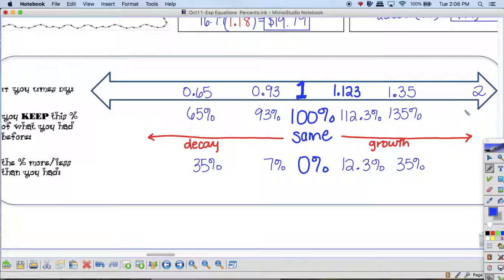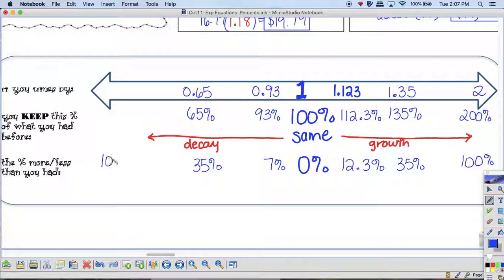What percent am I keeping? If I multiply by 2, I am keeping 200%. How far away is that from this 100%? If you multiply by 2, you have an extra 100% that you didn't have before. Okay, so always figure out what it is as a decimal. Figure out how far away it is from 100.